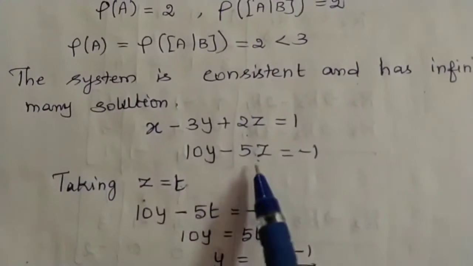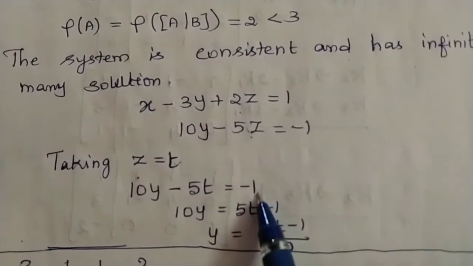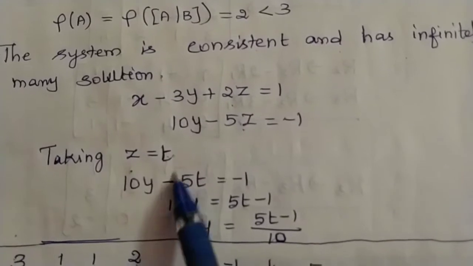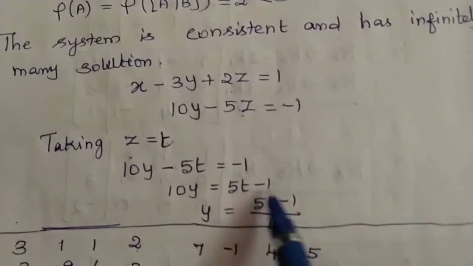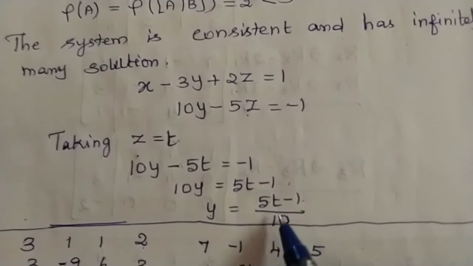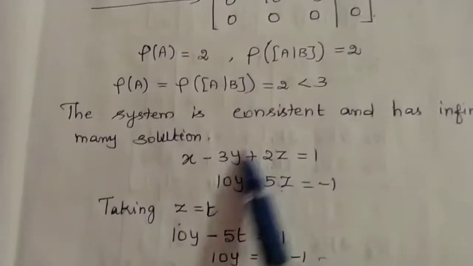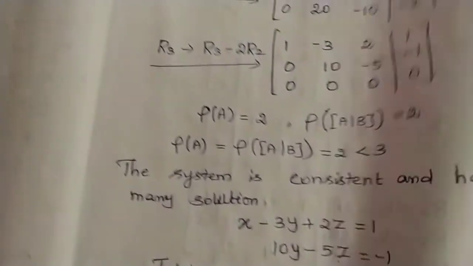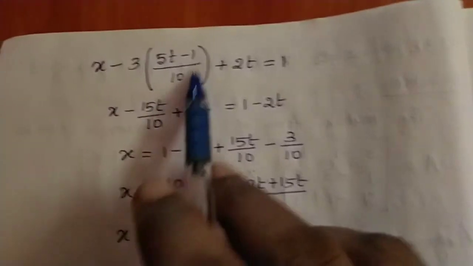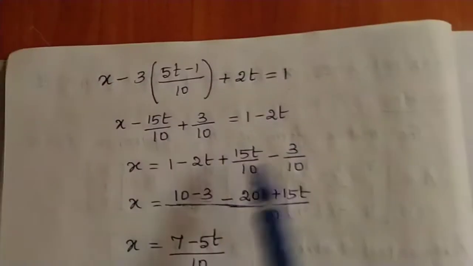Now substitute z equal to t in this equation: 10y minus 5t equals minus 1. Moving 5t to the other side, 10y equals 5t minus 1, so y equals (5t minus 1) divided by 10. Now, with z equal to t and y equal to this value, substitute in the first equation: x minus 3 into the y value plus 2 into the z value t equals 1.